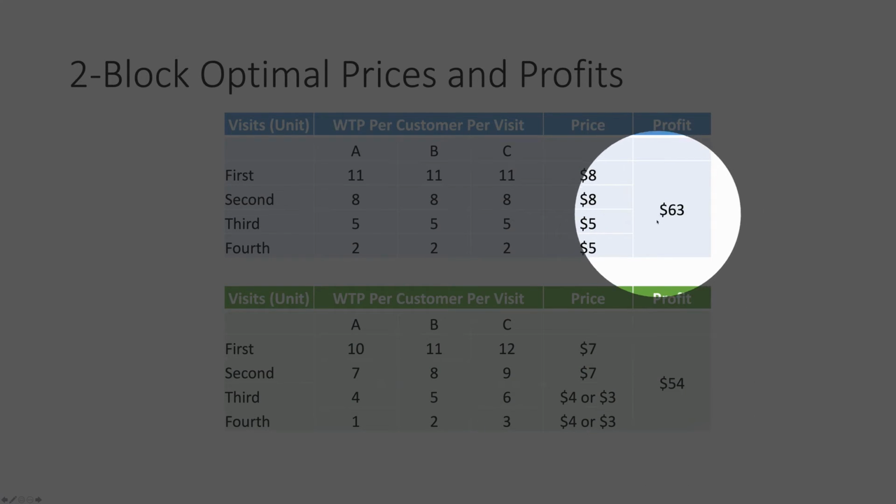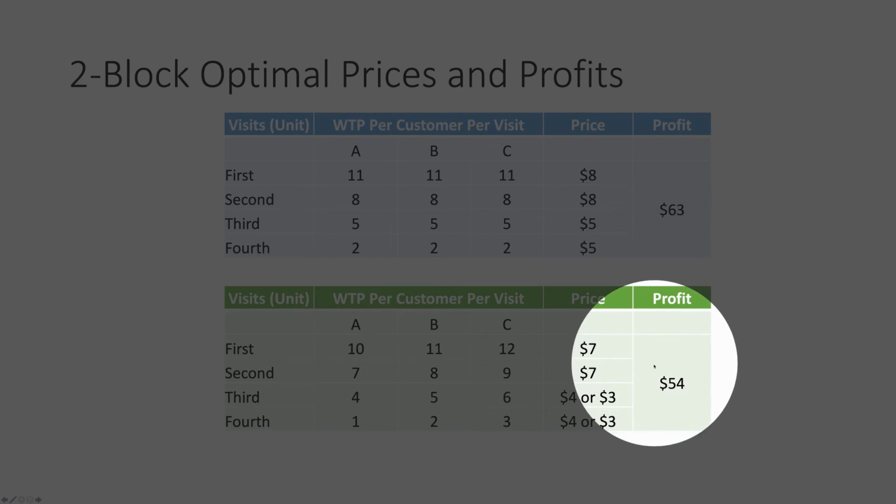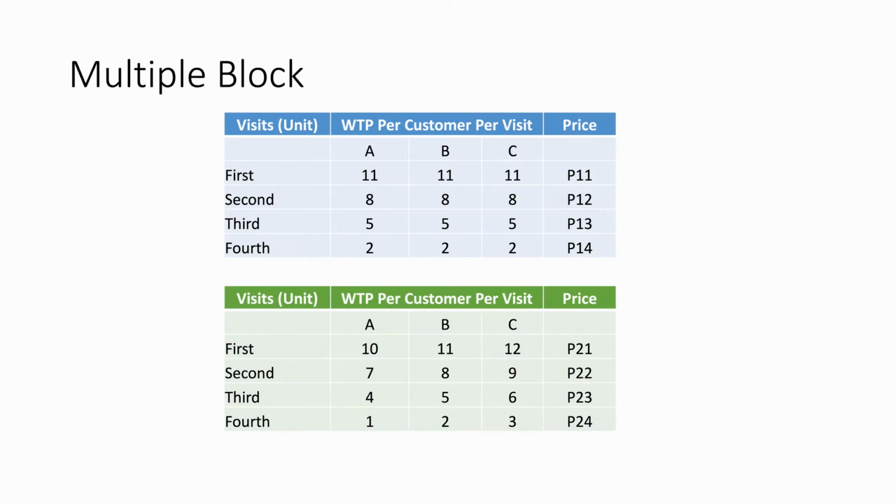When customers are all the same, the company can get higher profits than when customers are different. Finally, we discuss the extreme scenario of multi-block quantity discount, when we charge 4 different price levels for each one of the visits. So the first visit would have a price of P11, second visit P12, third P13, fourth P14. And similarly, when customers are different, we charge 4 different price levels, P21, P22, P23, and P24.